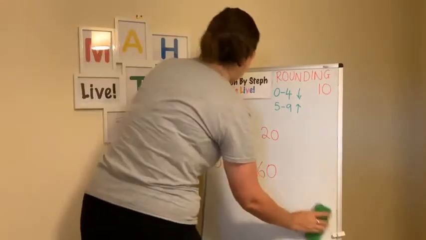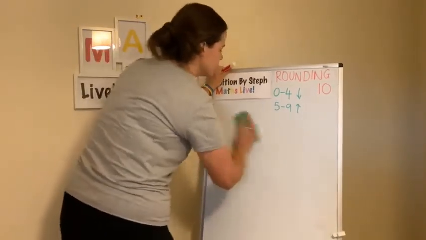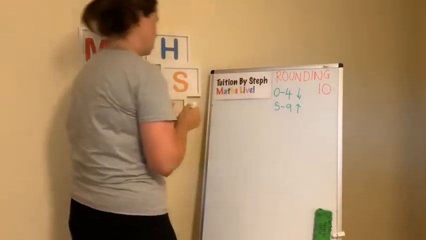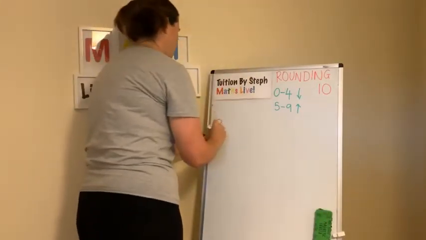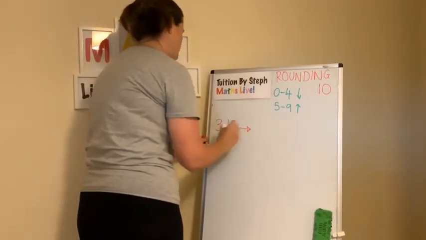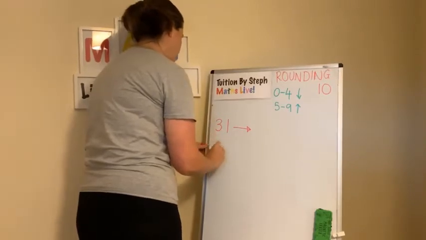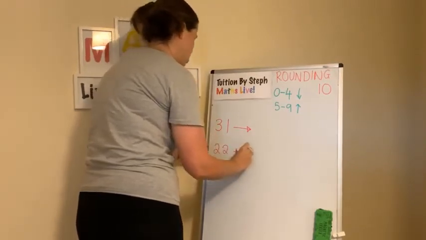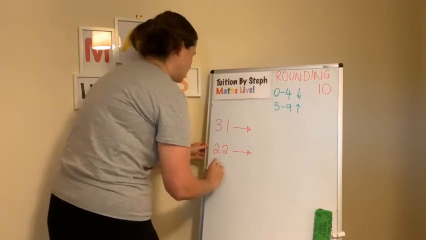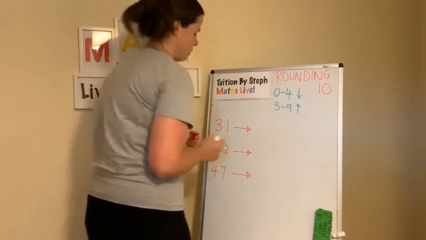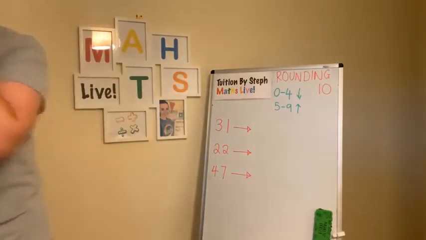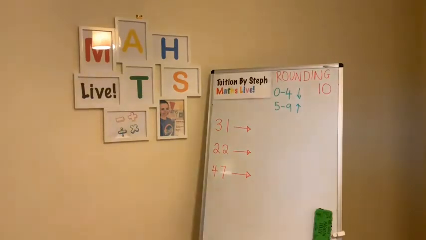Okay, I want you to have a go. Okay, I'm going to give you 3 numbers. I'm going to give you 31, 22 and 47. Can you have a go at rounding those to the nearest 10 for me? Have a go at rounding to the nearest 10.